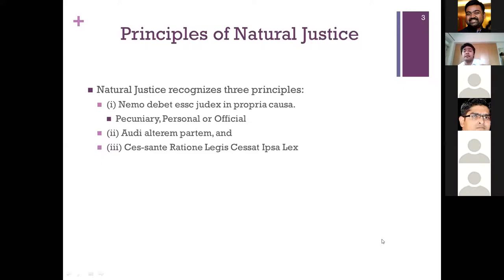That is why it is such an important principle of natural law that every time you give a decision which affects the rights of other parties, it must be a speaking order. It must speak for itself. It must explain how the judge came to a particular conclusion.